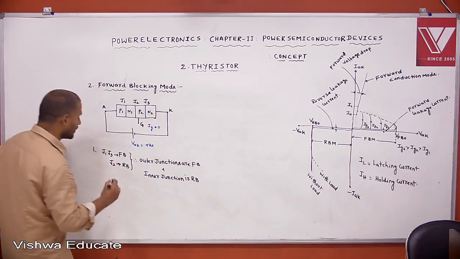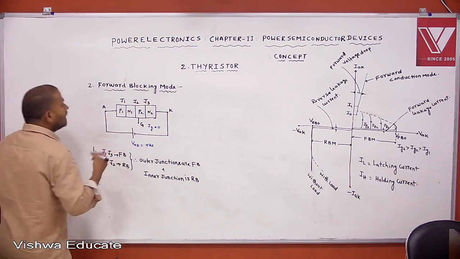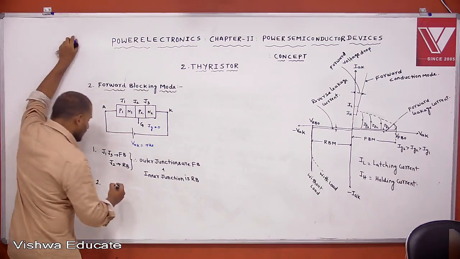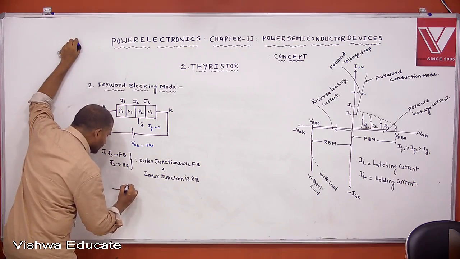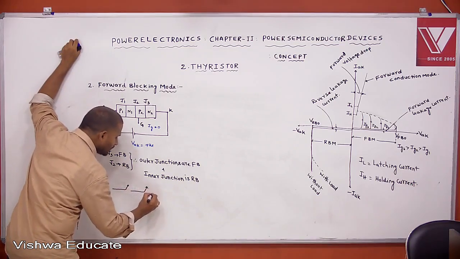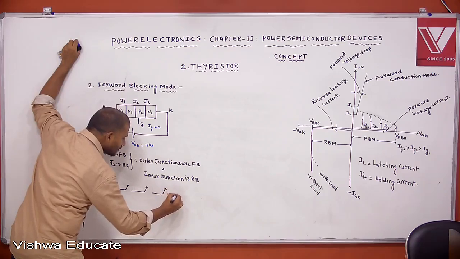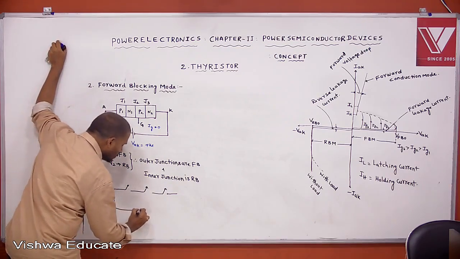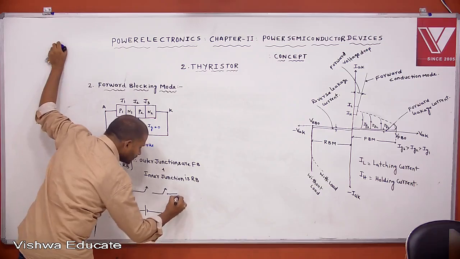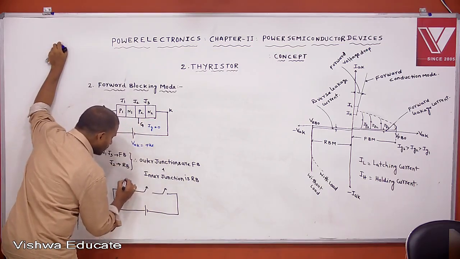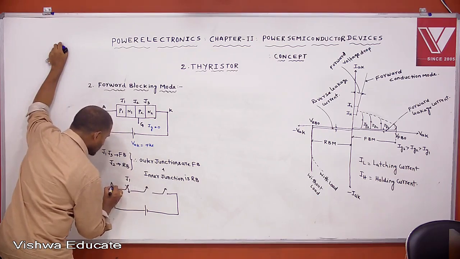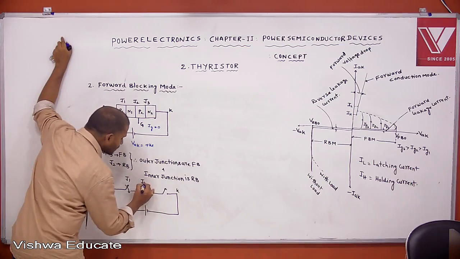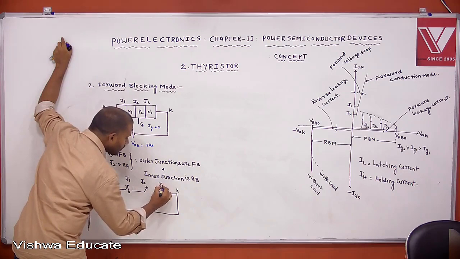Concentrate. Every point is important. Then you can easily analyze. We can take the switch concept. Let us assume that J1 acts as one switch, J2 also acts as one switch, and J3 also acts as one switch. Now the SCR is under which mode? Forward blocking mode. This J1 is forward bias, meaning closed. This is the anode, this is the cathode. Then J2 is reverse bias, an open switch. J3 is forward bias, a closed switch.